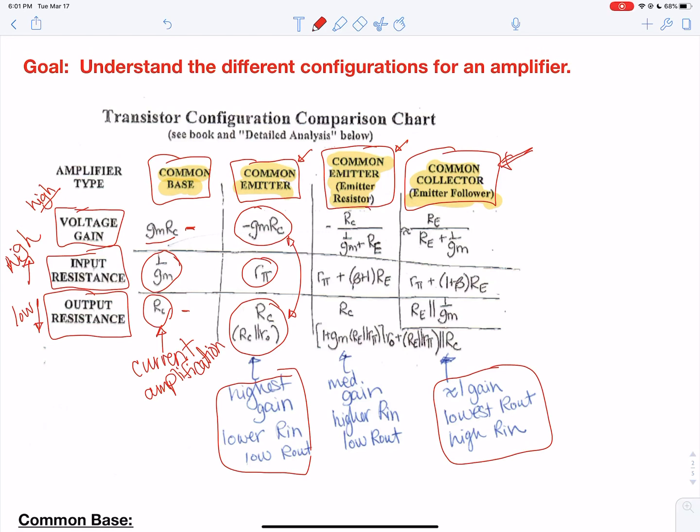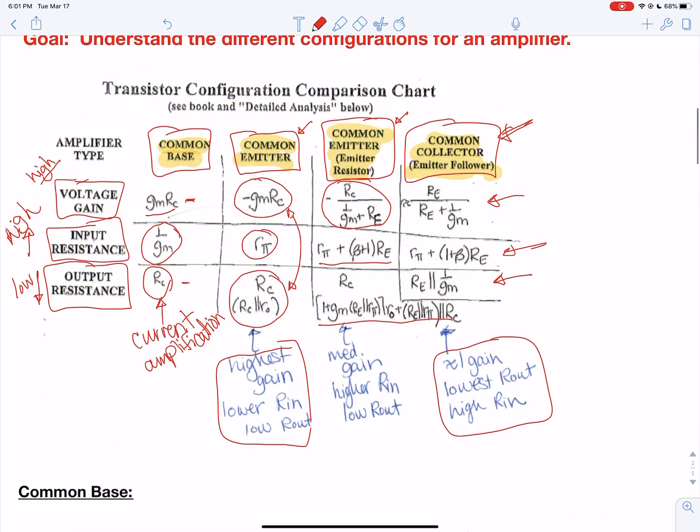So the other equations, this would be the gain equation for the common emitter, and then you can see the input resistance and output resistance, and then also those for the voltage gain, the input resistance, and the output resistance. So these equations come from the actual amplifier itself.